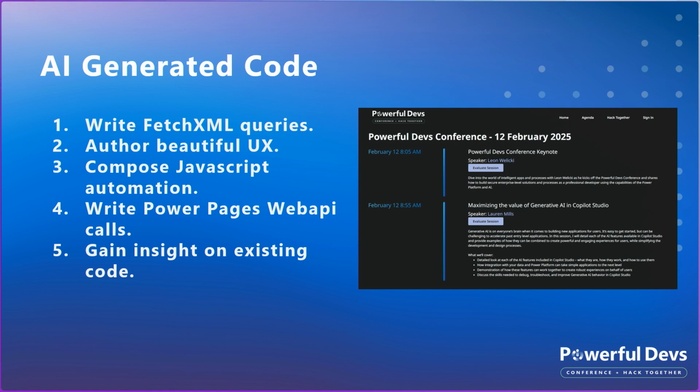And then the third way that we can use Copilot in this experience is to compose JavaScript automation. Fourth way is going to be looking at web API calls. And then finally, and this is my favorite, gaining insight on existing code, all right?